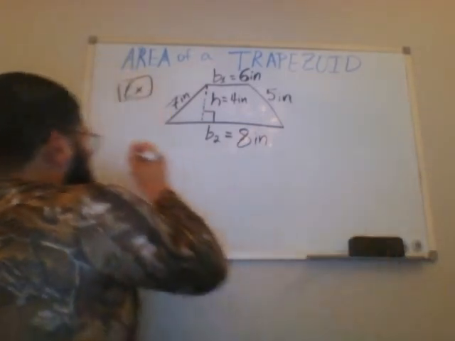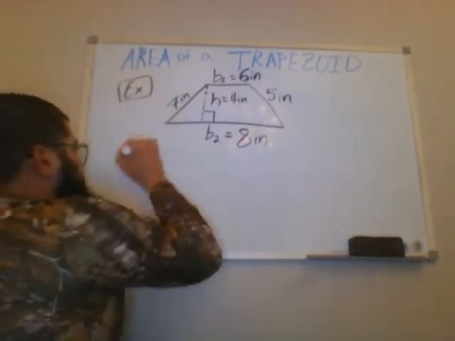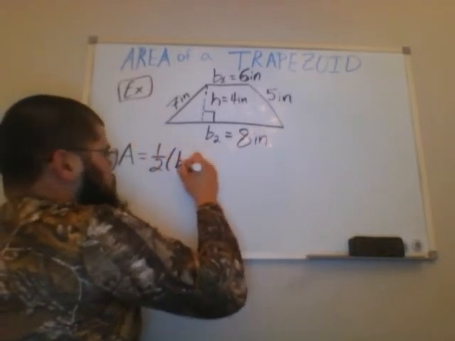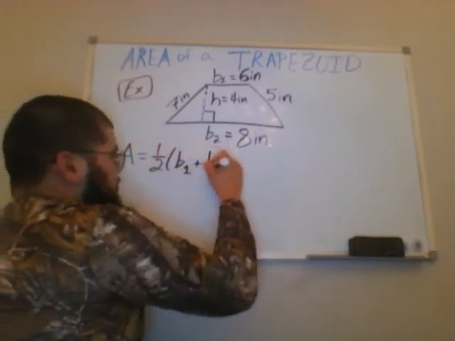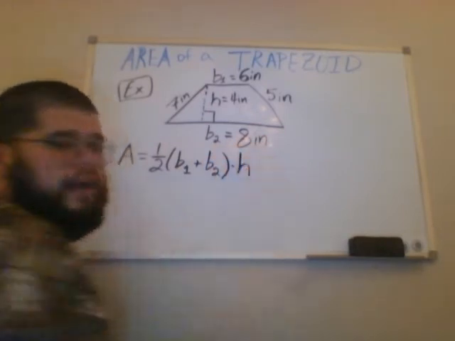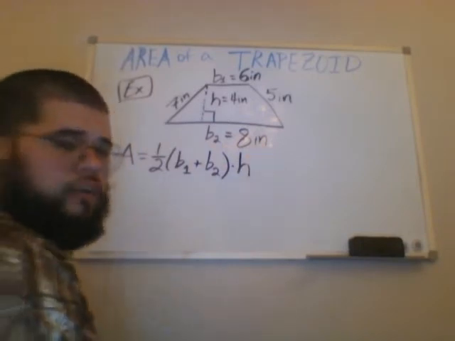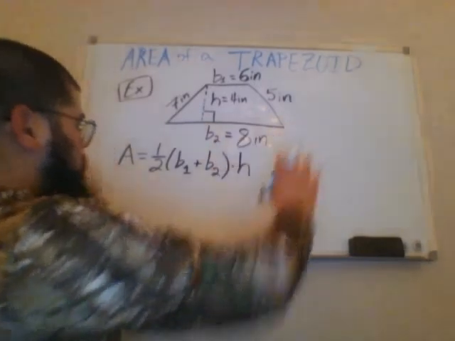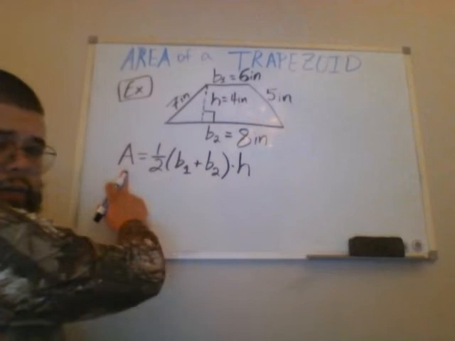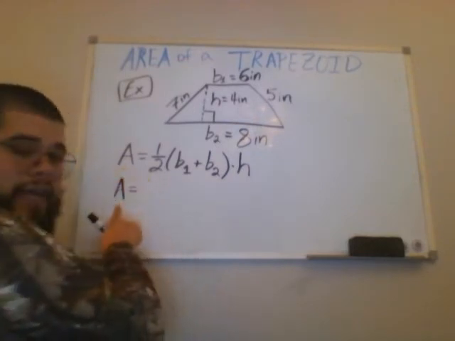And the formula is capital A equals 1/2, open parentheses, base 1 plus base 2, close parentheses, times the height. Okay, that's the abbreviated version of what I just wrote a minute ago, which you should have on your paper already, the more written out one. This is the abbreviated or shorthand way of writing it. So we don't know the area, so we're not going to put anything here. We're just going to write A here.